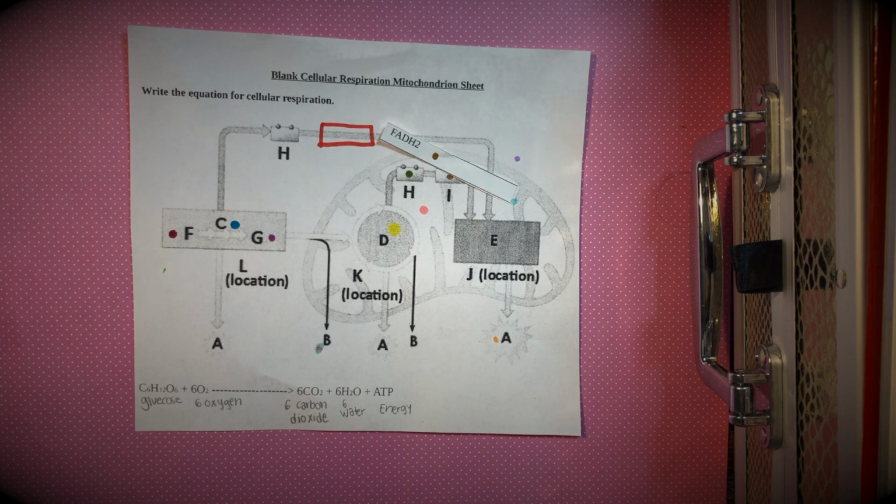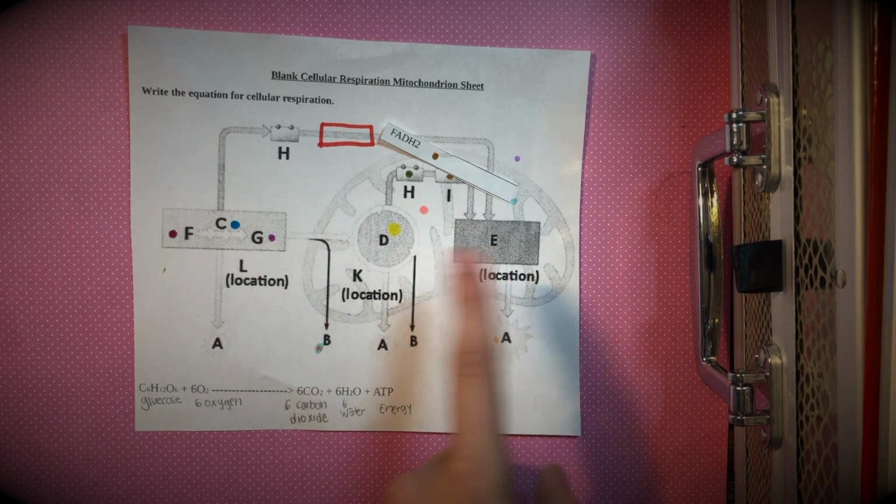FADH2 is formed from the oxidized version, FAD, and it accepts 2 electrons and 2 hydrogen atoms to form FADH2. This molecule generates 2 ATP molecules. FADH2 and NADH transport electrons to the electron transport chain.